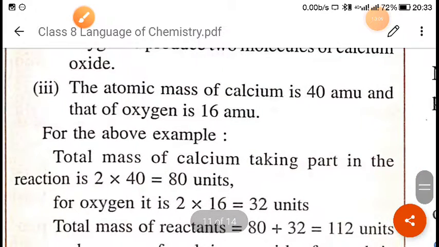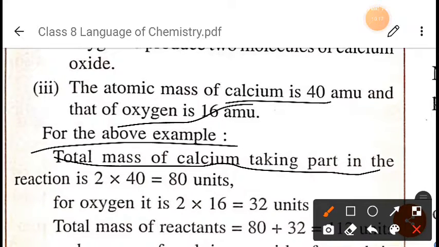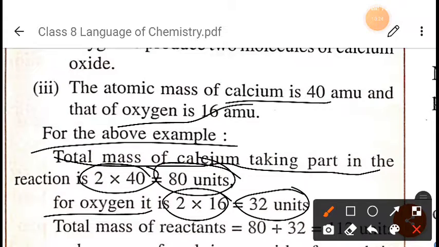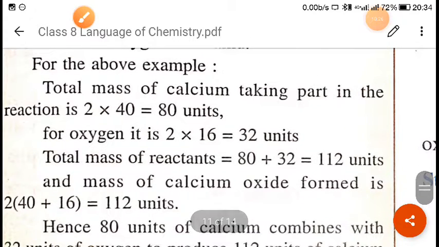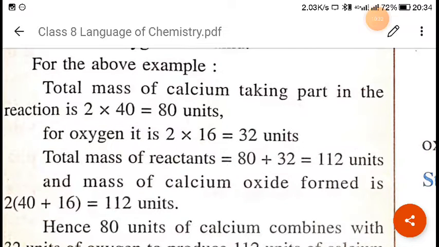As you can see, the atomic mass of calcium is 40, oxygen is 16. So from this above example, what we can say is that the total mass of calcium taking part in the reaction is 2 into 40, which is 80 units, and for oxygen 2 into 16 is 32 units. After that, when you calculate the total mass of the reactant, it will be 80 plus 32, which is 112 units, right?